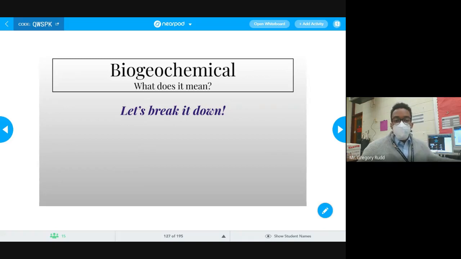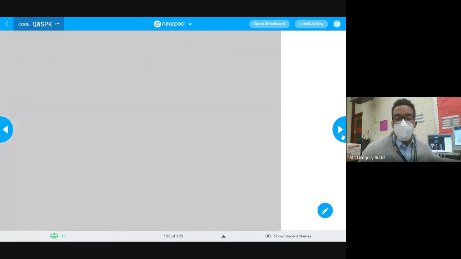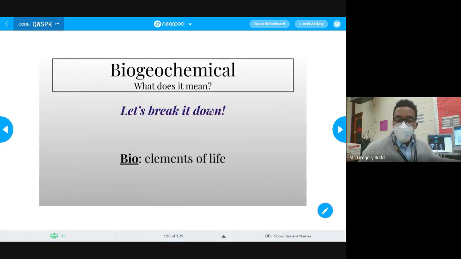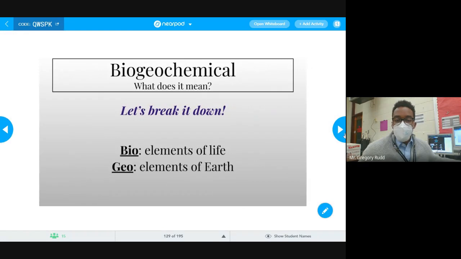So biogeochemical, let's break it down. That's how we understand words that are foreign to us. We try to break them down. Bio, of course, that refers to living things. Biogeochemical cycles. Bio refers to living elements. And then we've got geo, which refers to elements of the planet Earth. And of course, geo doesn't necessarily mean land.